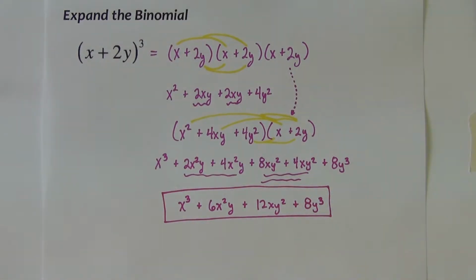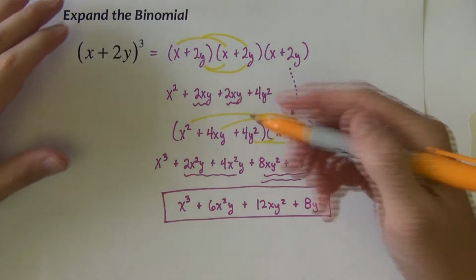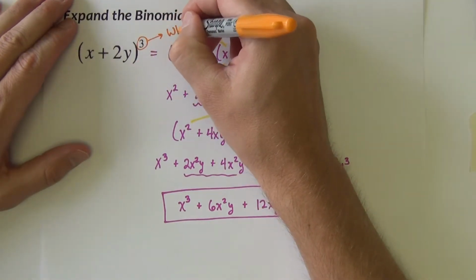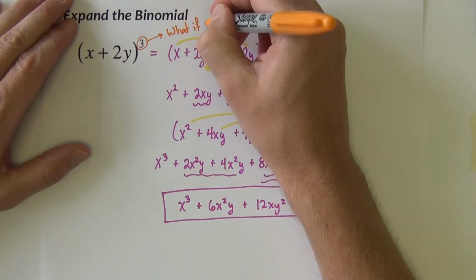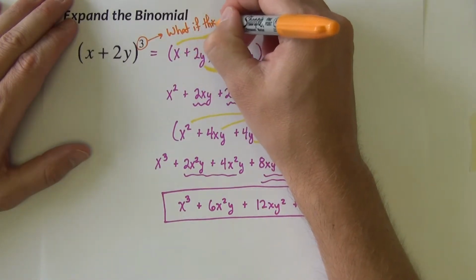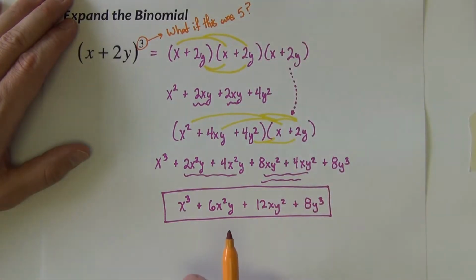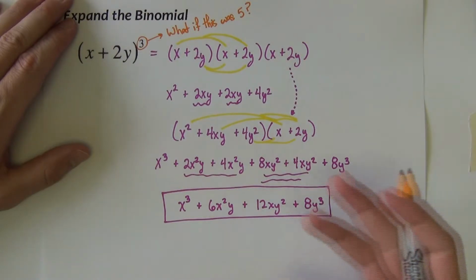Okay, so that was x plus 2y cubed. It's a lot of work, but it wasn't completely unbearable. It was doable to do that problem. The question becomes though, well gosh, I know how we do it, we just do it again, but you know, what if this power was 5? Or 6 or 7.